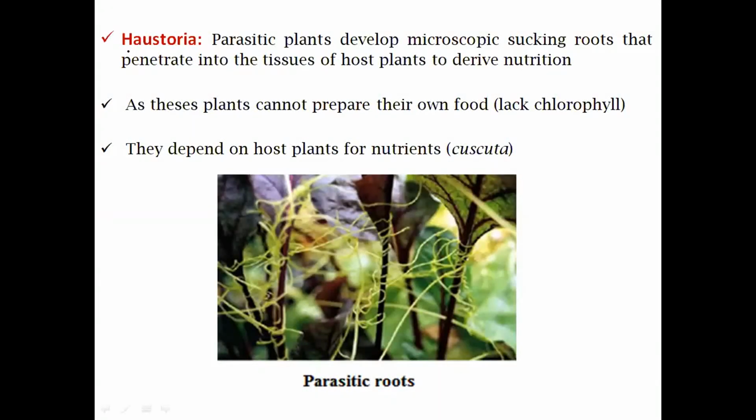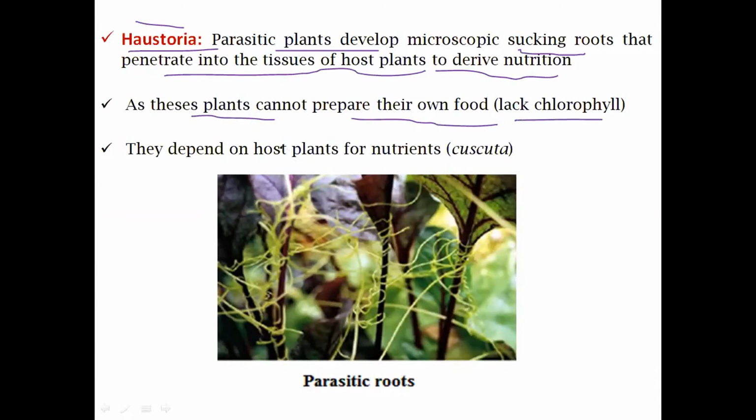Next one is haustoria. Haustoria are also known as parasitic roots. These are found in parasitic plants, and these are also known as sucking roots because they penetrate into the tissue of host plants to derive nutrition. These plants cannot prepare their food because they lack chlorophyll, and they depend on the host plants for the nutrients. For example, Cuscuta or dodder.